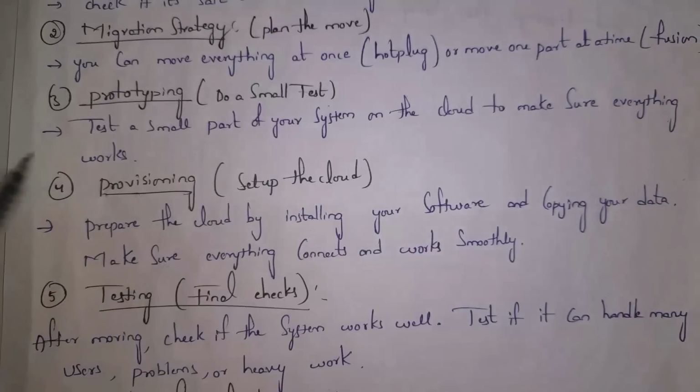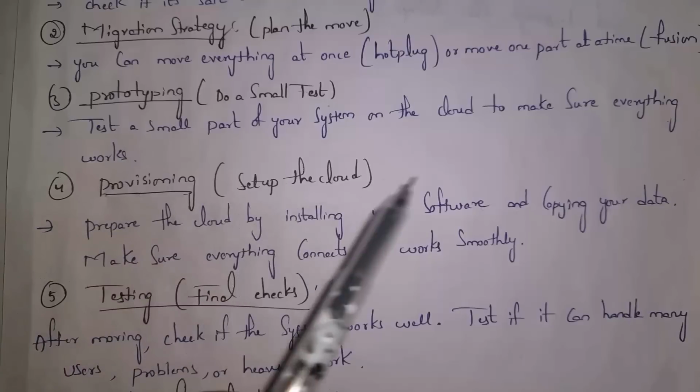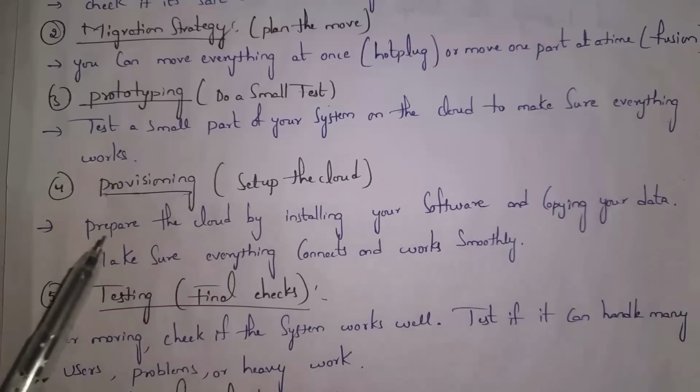And fourth one is provisioning. That is nothing but set up the cloud. Guys, provisioning means prepare the cloud by installing your softwares and copying your data. Make sure everything connects and works smoothly. Guys, after installing each and every software in cloud and after copying complete data in cloud, you need to make sure everything works well. And fifth one is testing. This is final check. Guys, after moving complete data to cloud, you need to check whether cloud system is working well or not. You need to check whether cloud system can handle many users, problems and heavy work. These are phases of cloud migration.